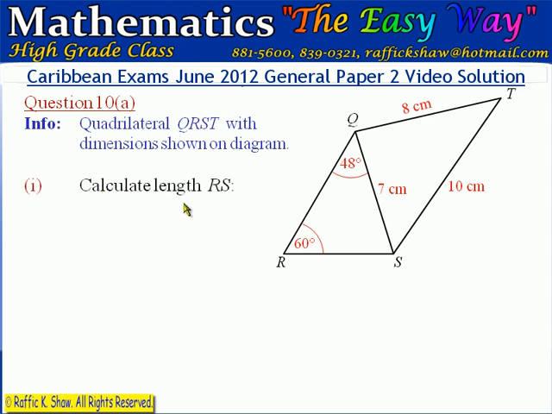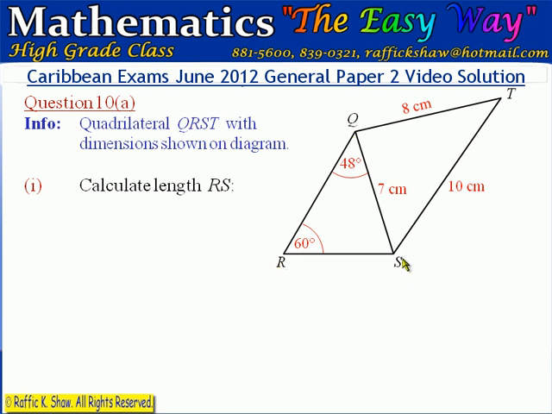So the first question is asking us for the length of RS, that's this side, and therefore we have to work in this triangle in order to find this side. Now this triangle is not a right angle triangle, and therefore we cannot use the trig ratios for sine, cosine or tangent. We also cannot use Pythagoras' theorem. Pythagoras' theorem and the trig ratios are only valid for a right angle triangle.